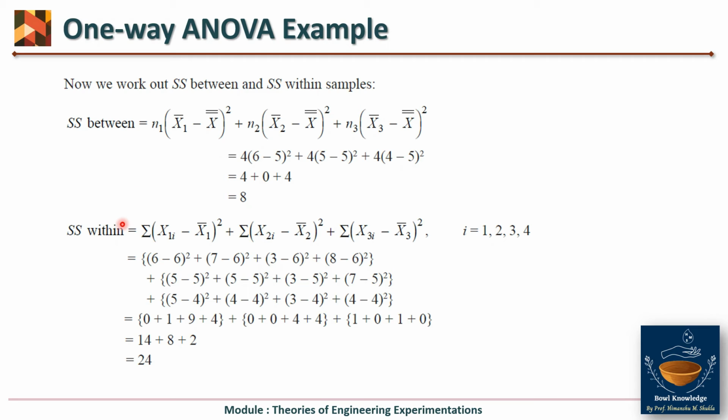Then what is SS within? We have to take the summation of readings. You can see the curly brackets here. There are 3 curly brackets, which means there are 3 samples, and in every curly bracket there are a number of readings. We take each individual reading and its deviation from the mean of that sample. In this way, SS within is calculated as 24. So the sum of squares between samples is 8, and within samples it is 24.